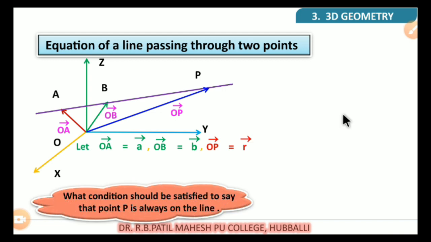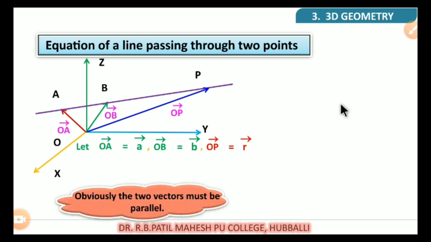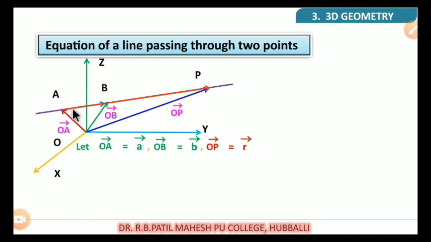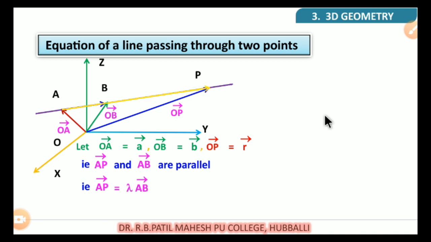What condition should be satisfied to say that point P is always on the line? Obviously, two vectors must be parallel. Therefore, vector AP is parallel to the other vector AB. AB and AP are parallel to each other. That is, we can write AP vector is equal to lambda into AB vector. So, this is the condition for parallel vectors.